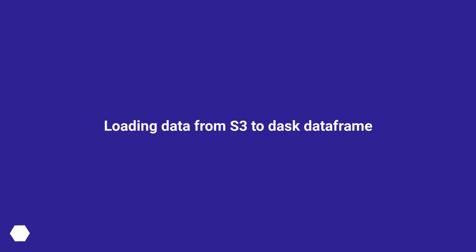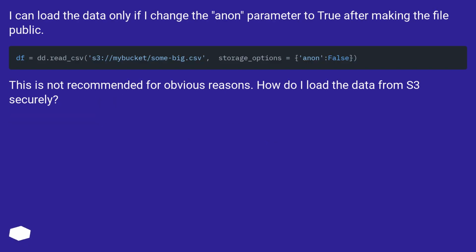Loading data from S3 to dask dataframe. I can load the data only if I change the anon parameter to true after making the file public. This is not recommended for obvious reasons. How do I load the data from S3 securely?